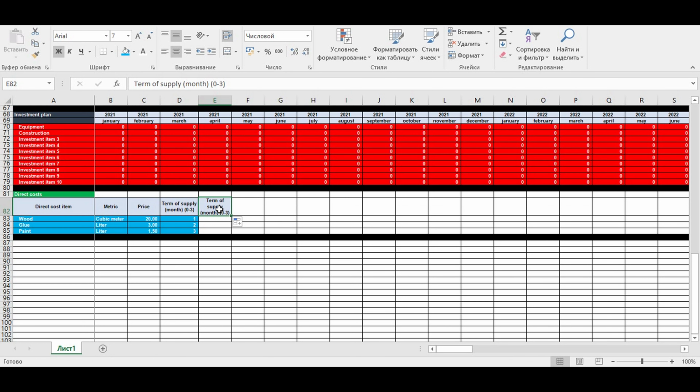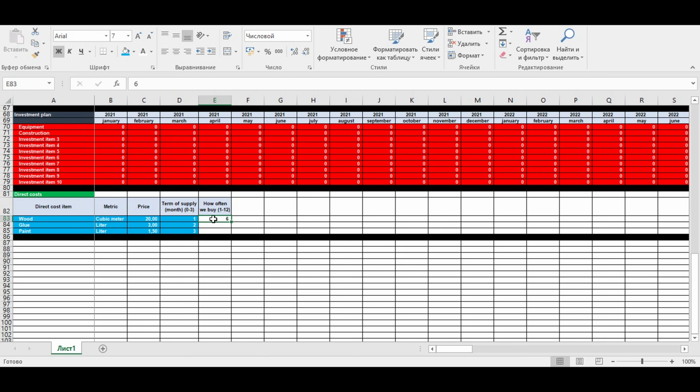Then we specify how often we buy this or that direct cost item. Here we can place a figure from 1 to 12. 1 means that we buy wood every month. 3, for example, means that we buy it once in 3 months. 12 means that we buy it once a year. 6, for example, means that we buy it at a half-year interval.